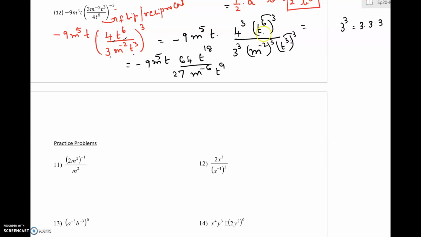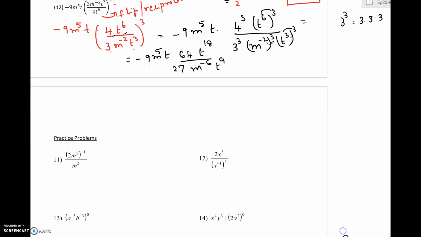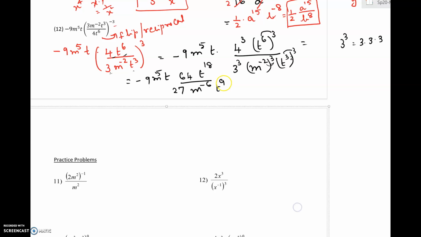So it's 4 cube, t to the power 6 cube, 3 cube, m to the power negative 2 cube, t cube to the cube. Then we'll give values for this. 4 cube is 64. Then when you have a power over a power, you're going to multiply the exponents. So that is t to the power 18. Then 3 cube, which is 27, m to the power negative 6, negative 2 times 3. Then we are multiplying the exponent t times 3, which is 9, t to the power 9.